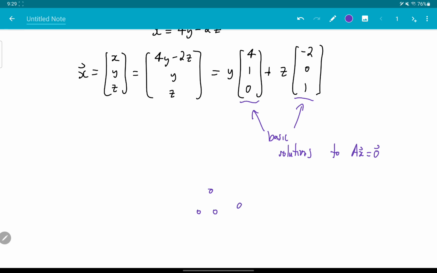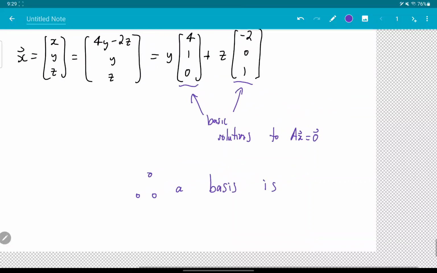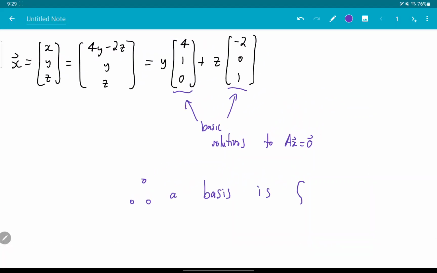Therefore, a basis is this set, the set that contains these two vectors. Okay.